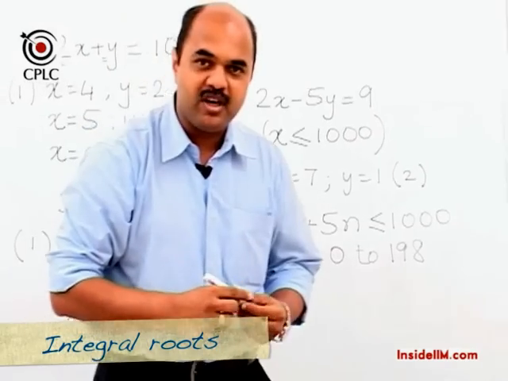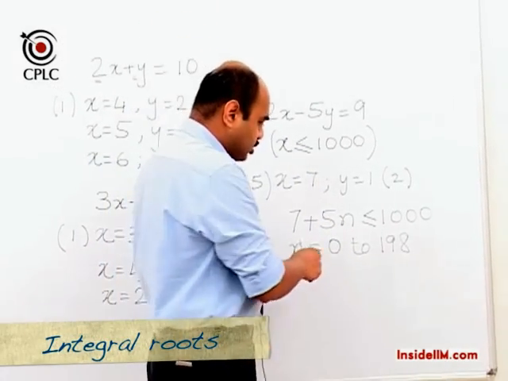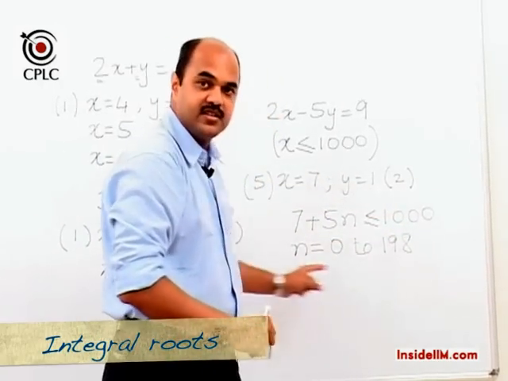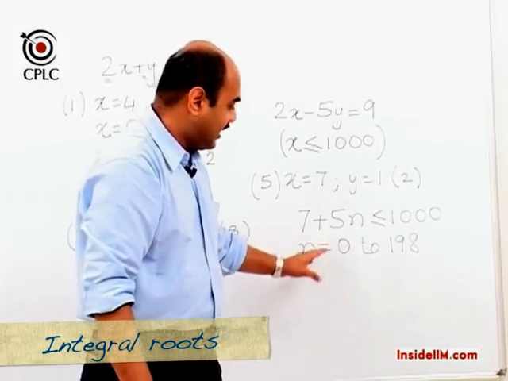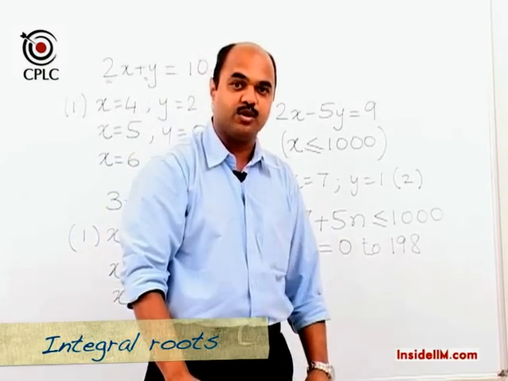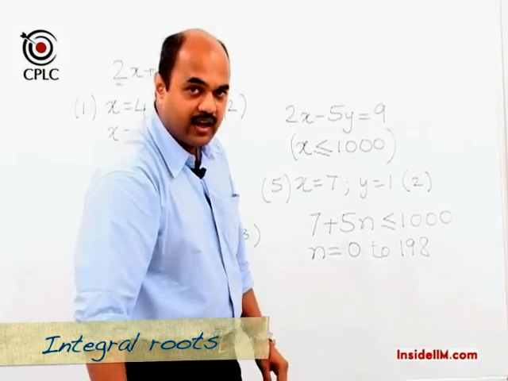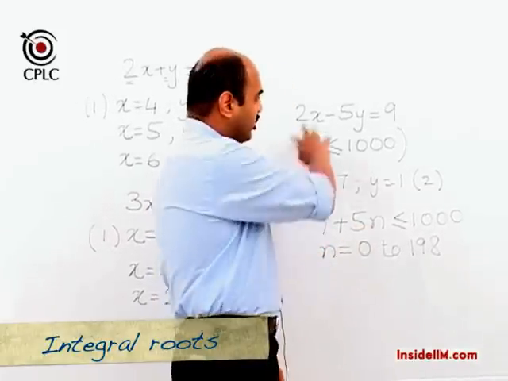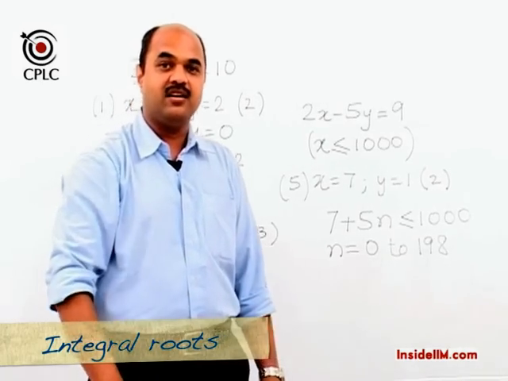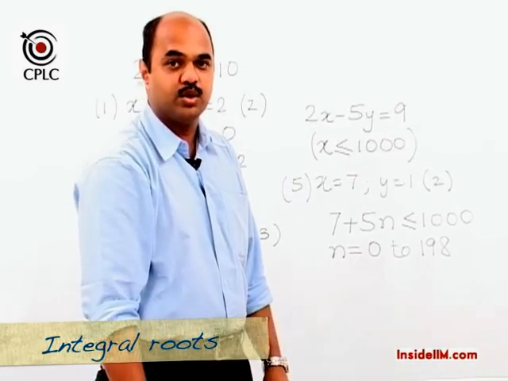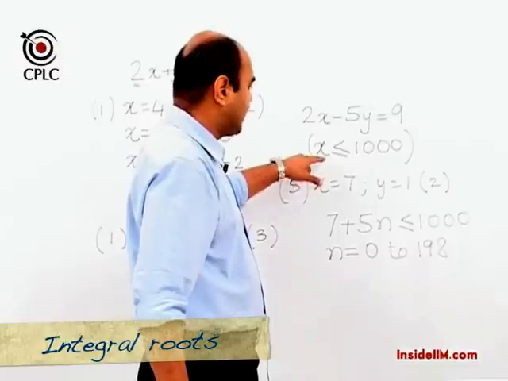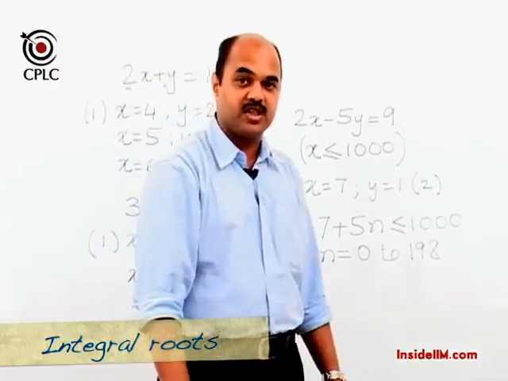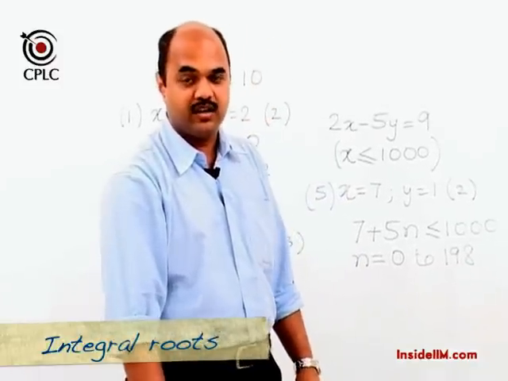One of the most common errors here is that students would find n as 198 and it would still satisfy this kind of an equation, and hence they would say that the number of possible solutions would be 198. The correct answer is 199 because n can also be 0. Hence for this kind of a problem, 199 positive integral solutions would exist, subject to the fact that x is less than or equal to 1000. This is how you can solve questions based on integral roots or integral solutions.